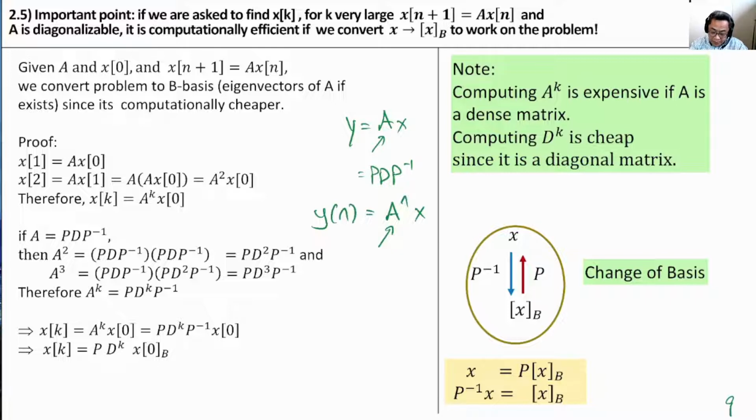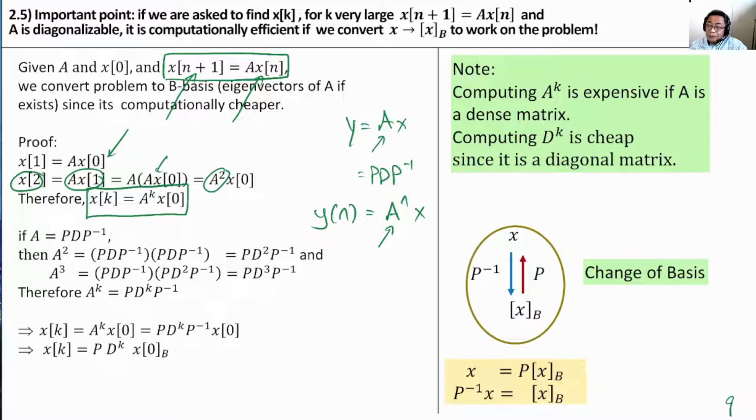Let's examine the problem where we have such a system where the next value of x, or the output value, is equal to A times the previous value. If you observe this equation, in the first case, x1 is equal to A times x0. x2 is A times x1. However, x1 can be replaced by A x0. Therefore, now we see that x2 is actually A squared times x0. Therefore, it is obvious now that x_k is A^k times x_0.